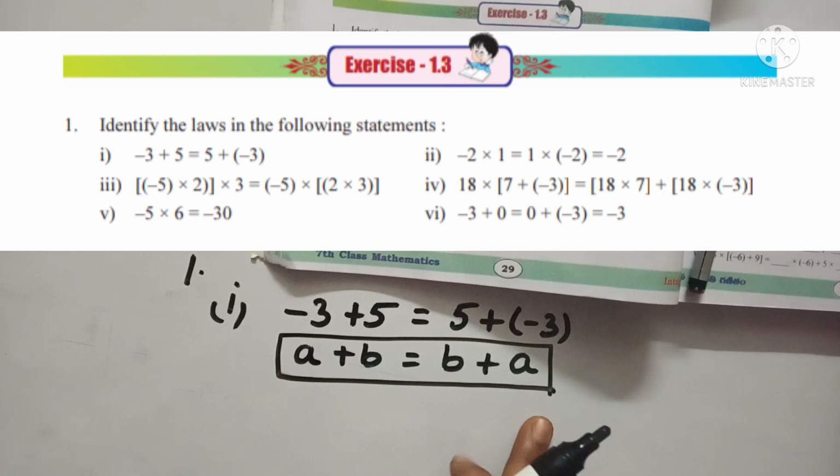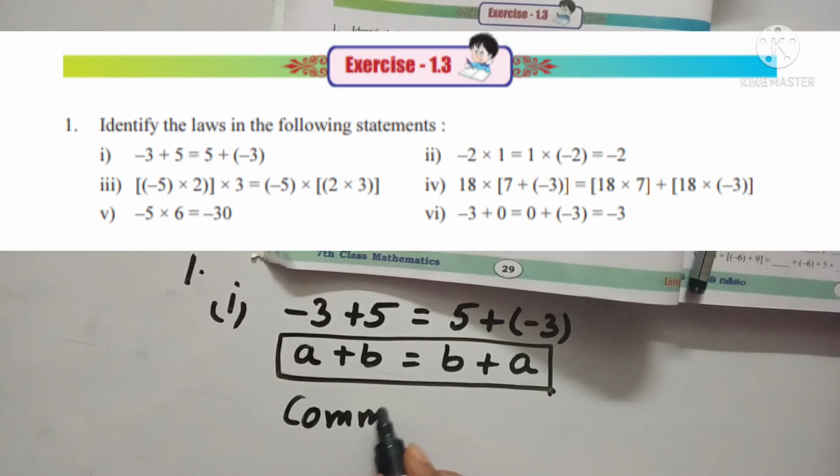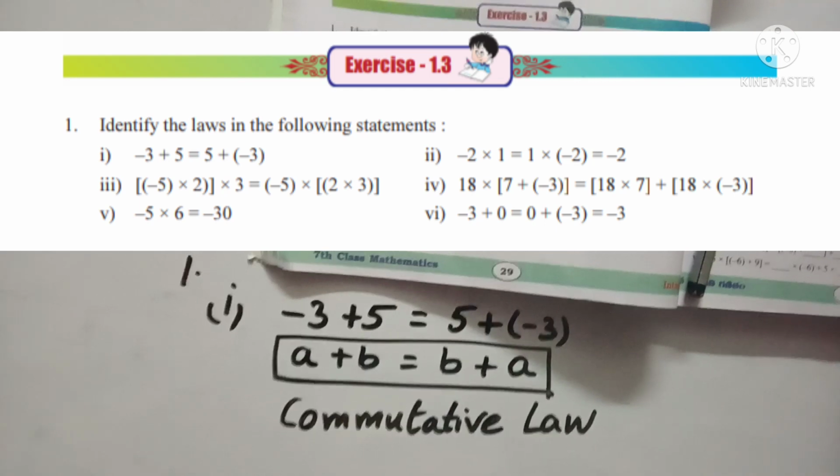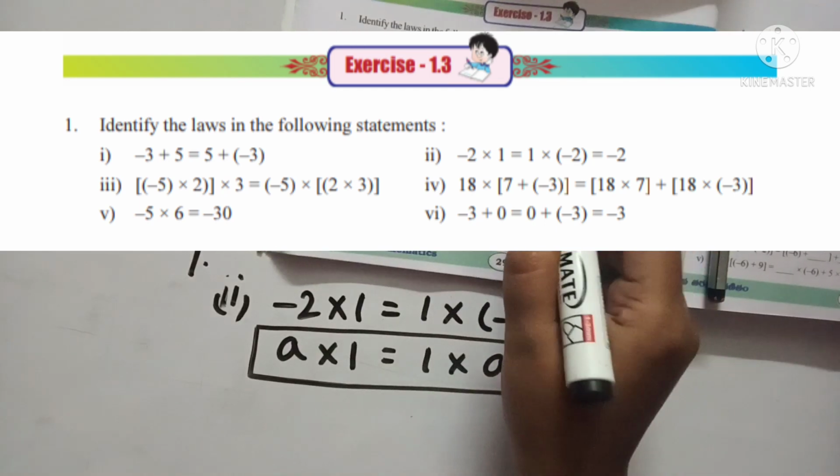Then what is this law? Yes, it is commutative law. We already discussed commutative law. A plus B చేసిన B plus A చేసిన రెండు ఈక్వల్ అయ్యాయి. So it is commutative law. Now let's see the second question.